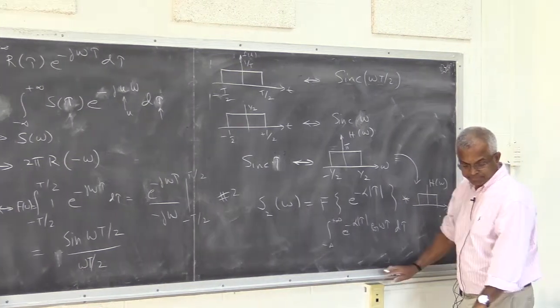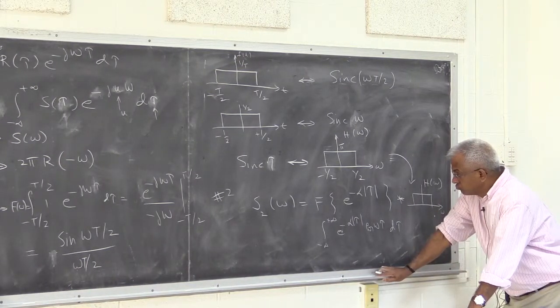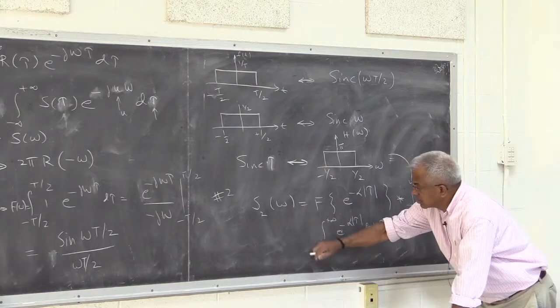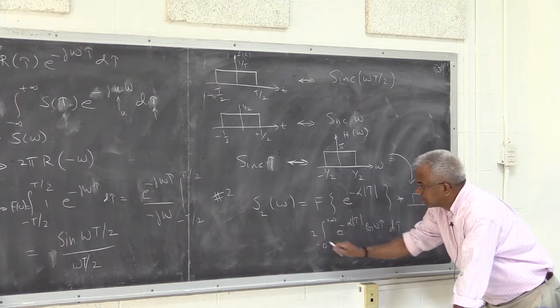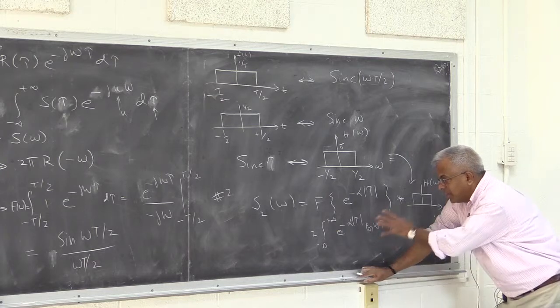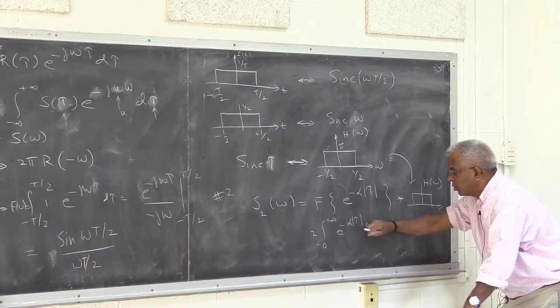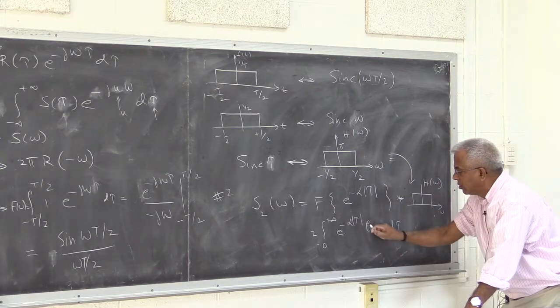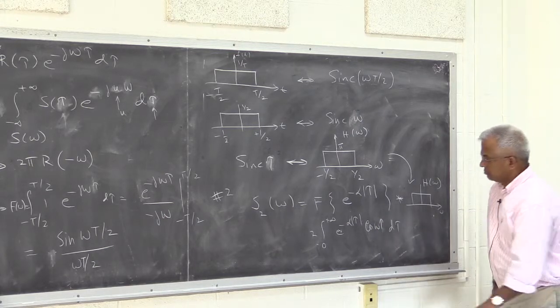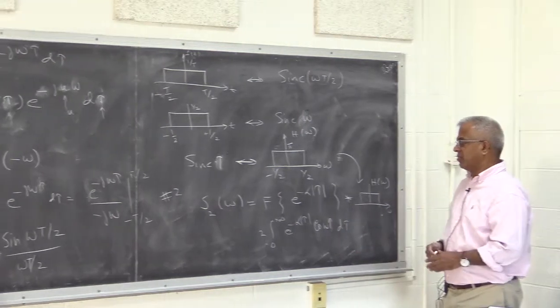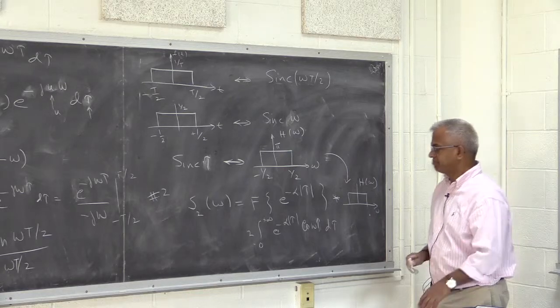And so this transform turns out to be 2 times the integral from 0 to infinity. Then to do this, write cos omega t as the real part of e raised to j omega t.